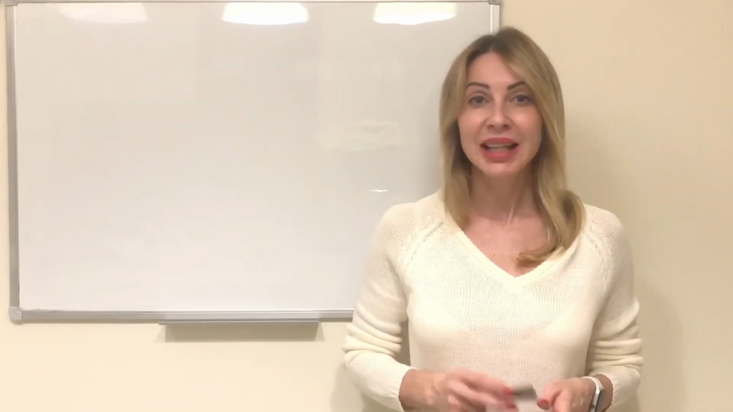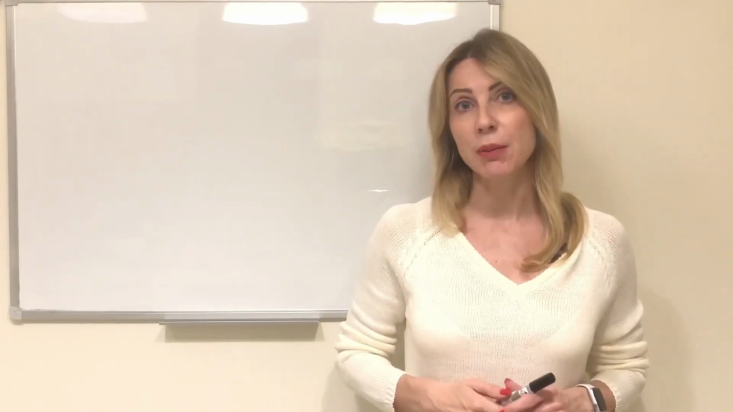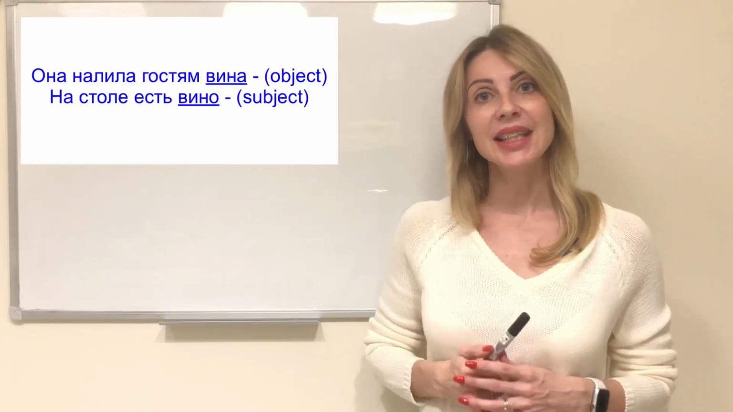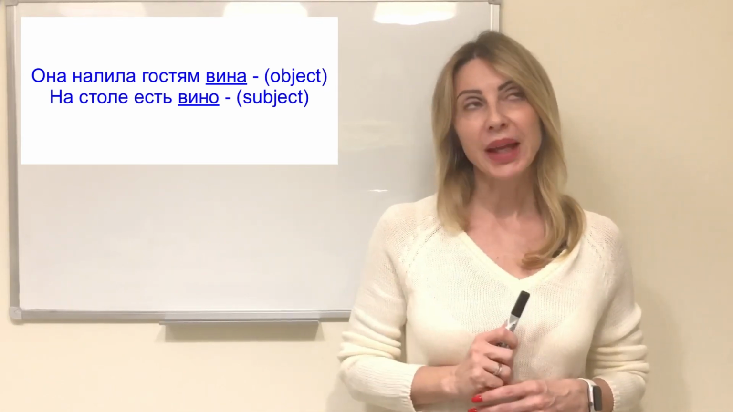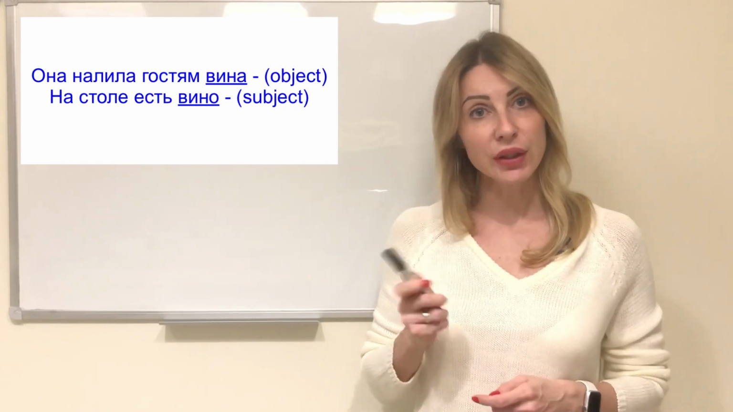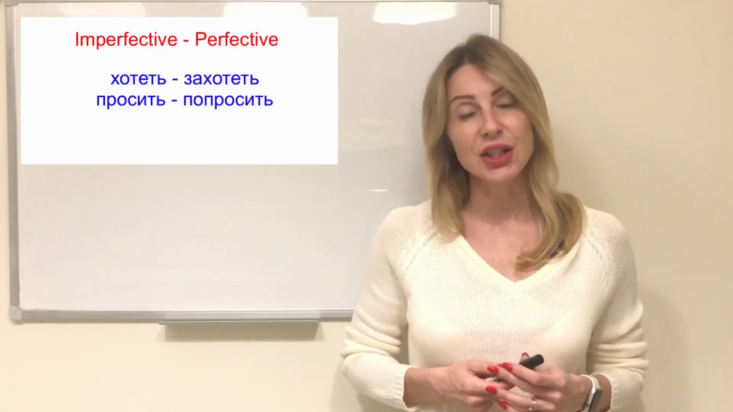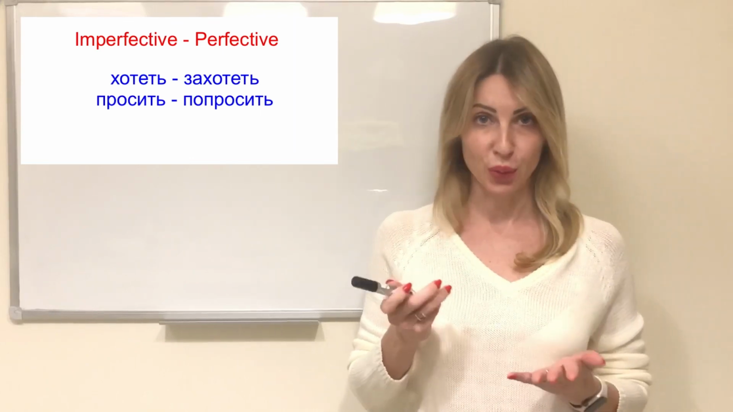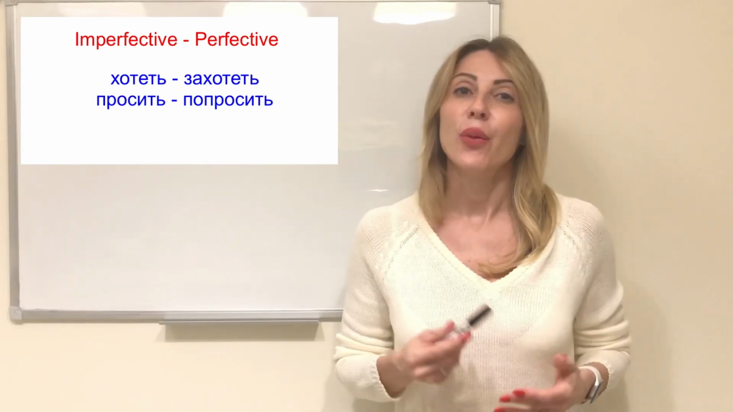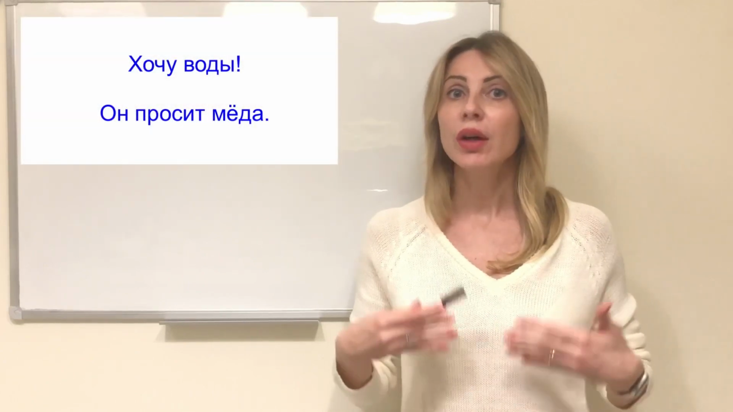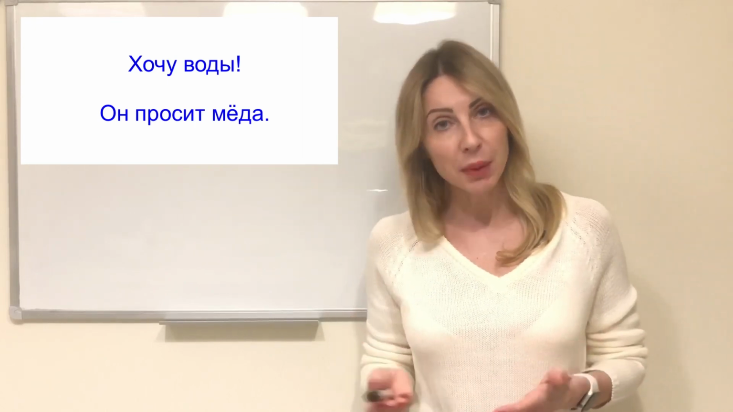That's the difference. Then, the partitive genitive appears only as the object of a verb, never as a subject. Пример. Она налила гостям вина. She poured her guests some wine. And на столе есть вино. There is some wine on the table. Then, except for constructions with verbs such as хотеть, захотеть, to want, and просить, попросить, to request, where either aspect may be used. Хочу воды. I want some water. Он просит меда. He asks for some honey.